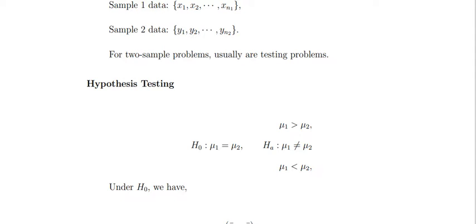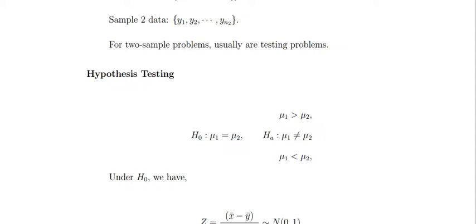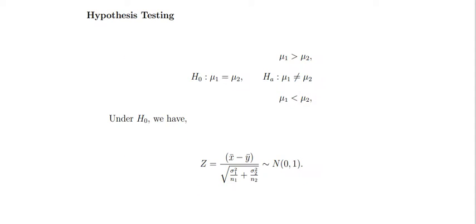For HA, we have three options, right? It can be larger than, less than, or not the same. Which one we should choose is up to us, depending on our purpose. Under H0, we have this thing following a normal, so this follows a standard normal.